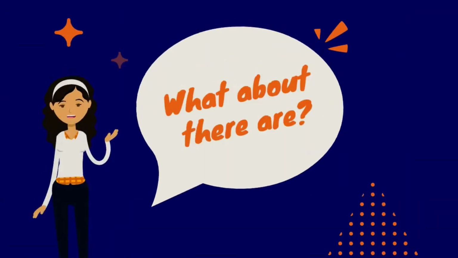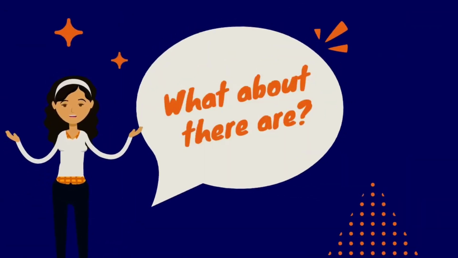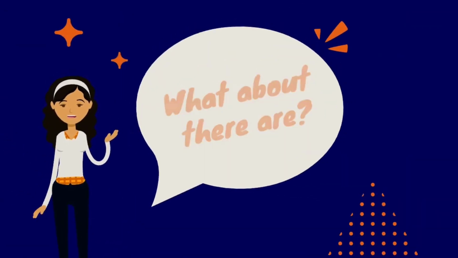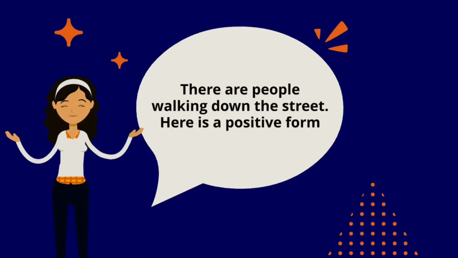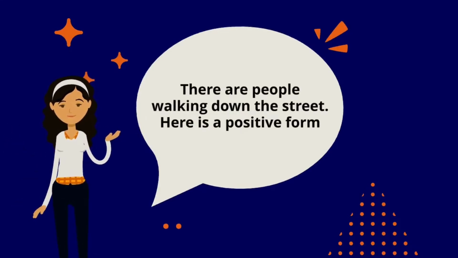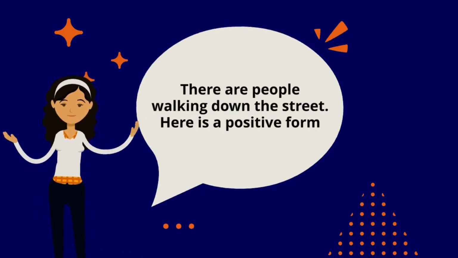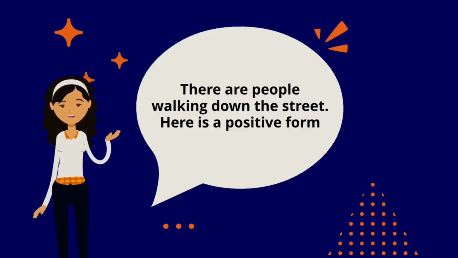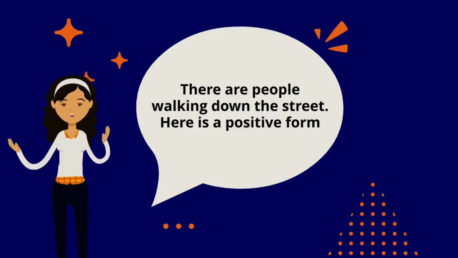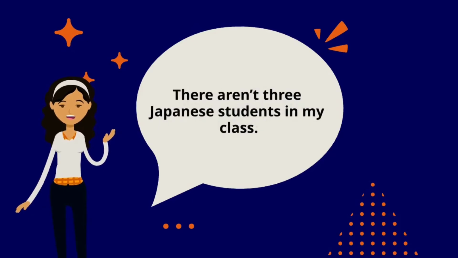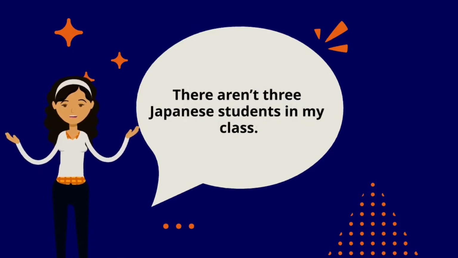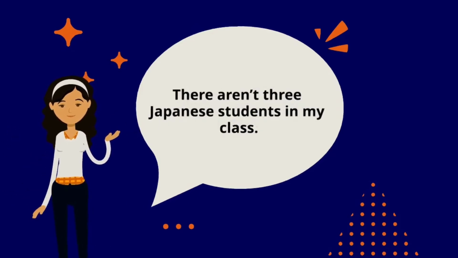What about there are? Well, let's have a look at the first example. There are people walking down the street. Here is a positive form. In another form, we can add aren't or not in a negative sentence. For example, there aren't 3 Japanese students in my class.